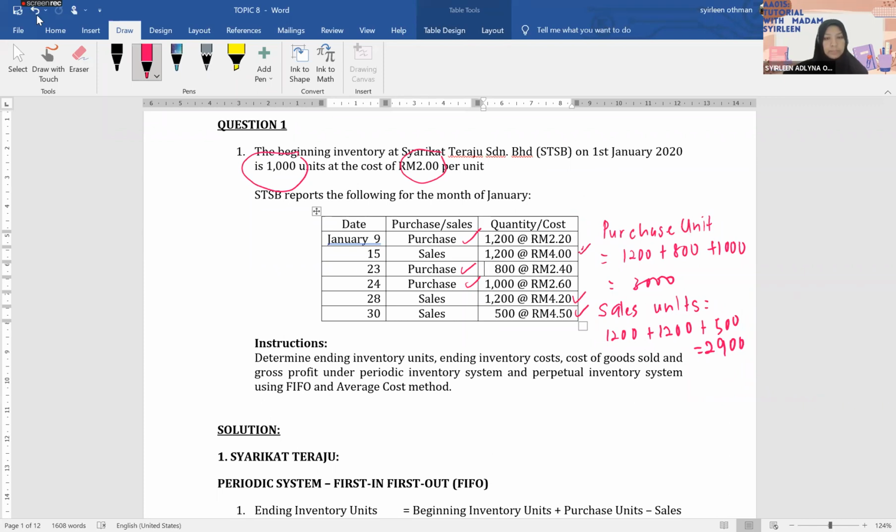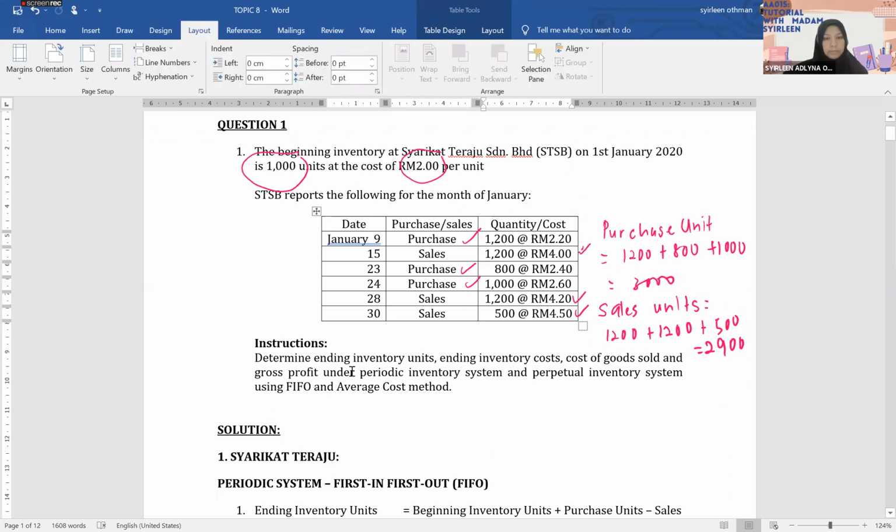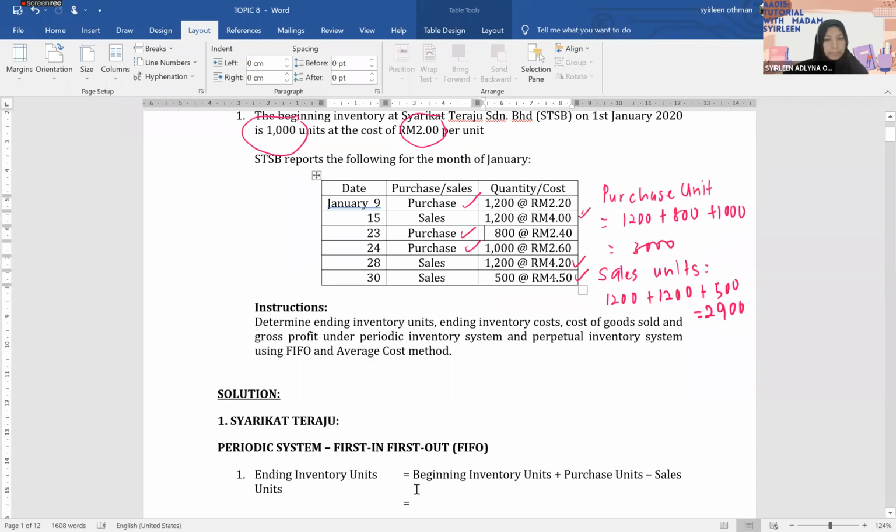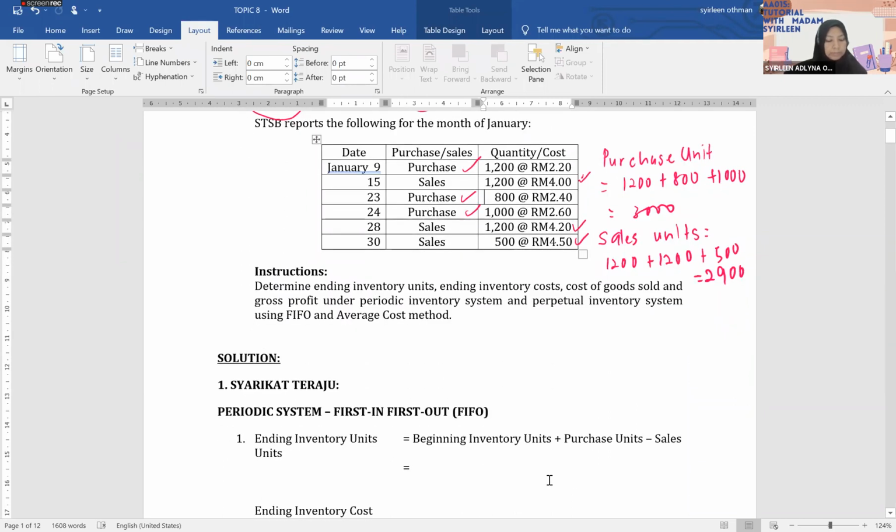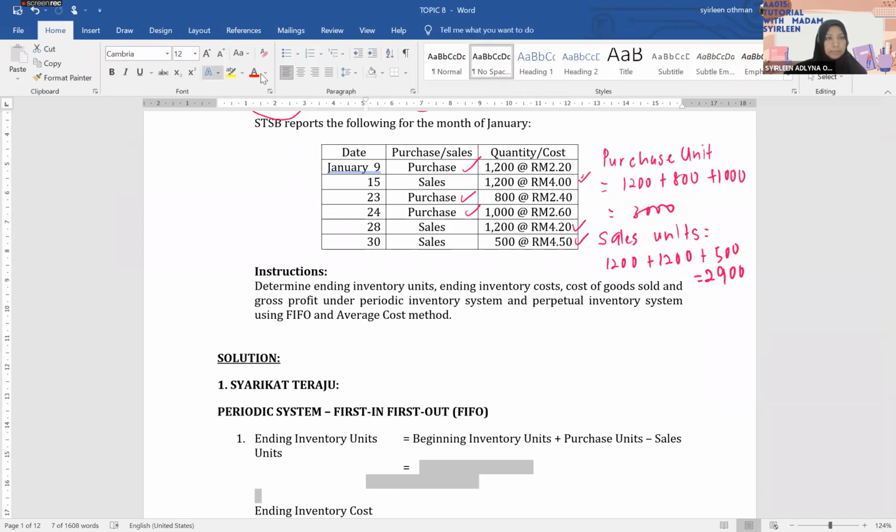So we want to find the ending inventory units. You take the beginning inventory, which is already in the question, 1000, plus the purchase units, which is 3000, minus your sales units, that is 2900. So our ending inventory unit is 1100.